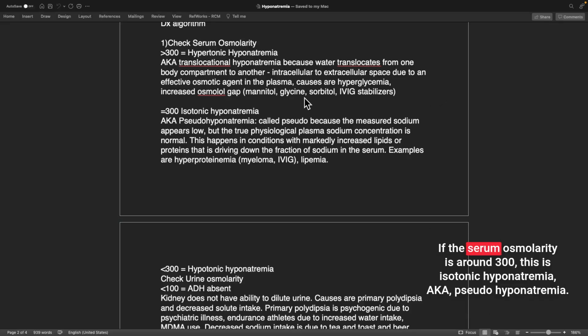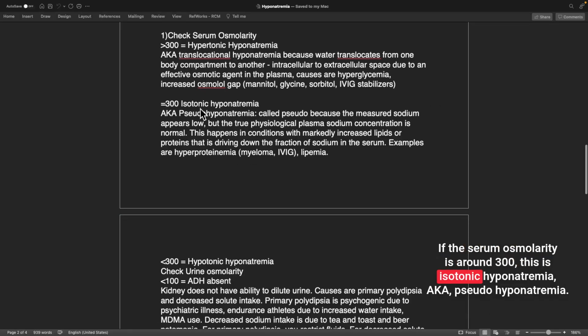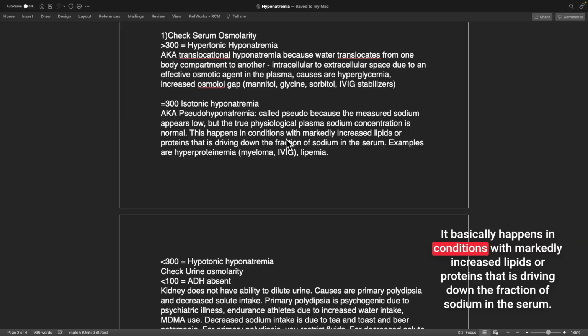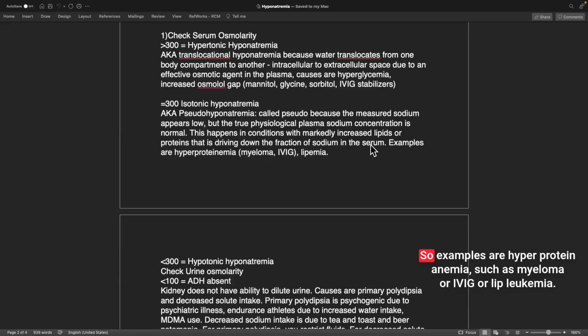If the serum osmolarity is around 300, this is isotonic hyponatremia, aka pseudo hyponatremia. This is called pseudo because the measured sodium appears low, but the true physiological plasma sodium concentration is normal. It basically happens in conditions with markedly increased lipids or proteins that is driving down the fraction of sodium in the serum. So examples are hyperproteinemia, such as myeloma or IVIG, or lipemia.